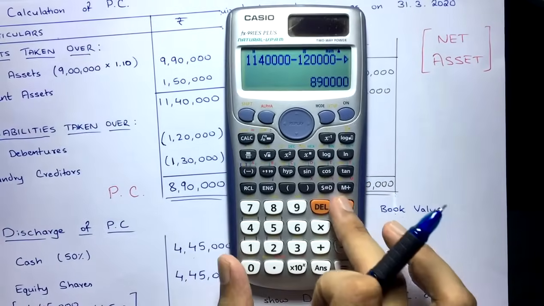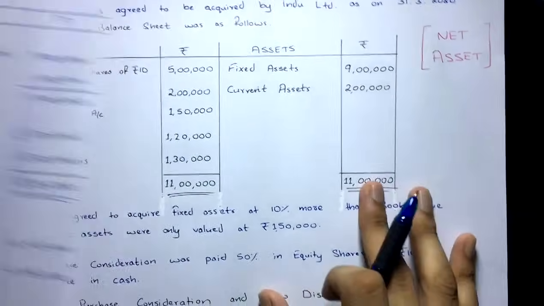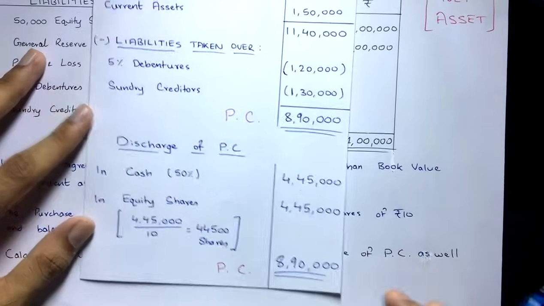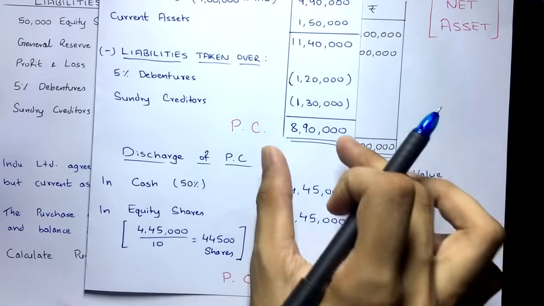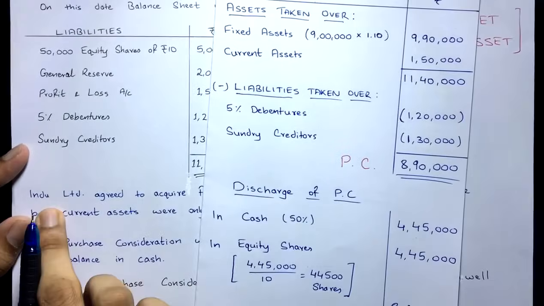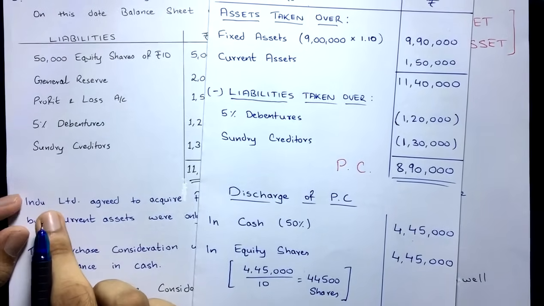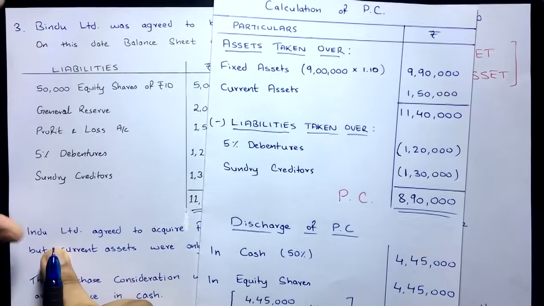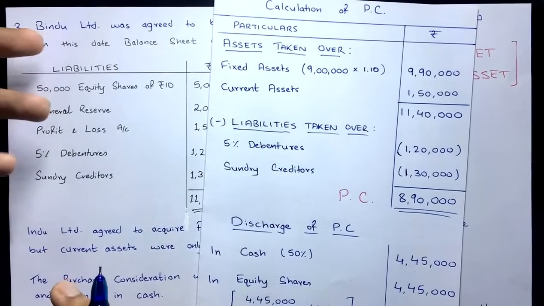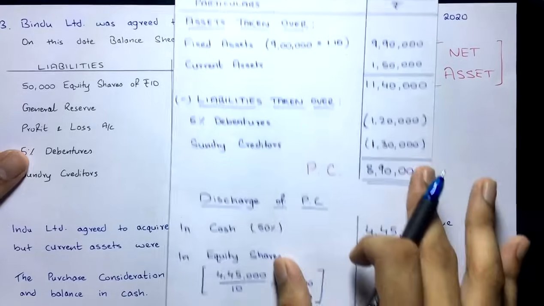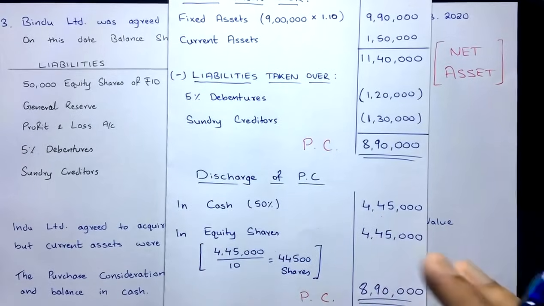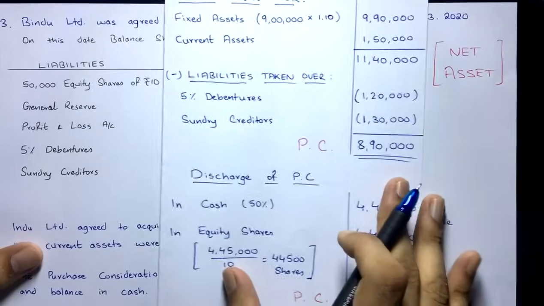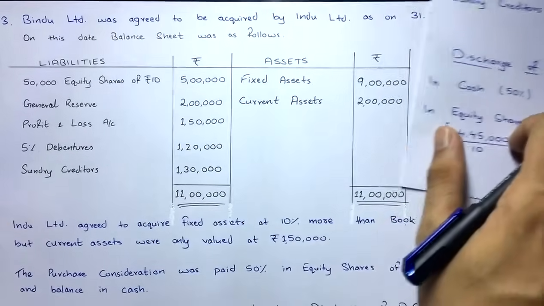Simple, right? Then you have to show them discharge of purchase consideration as well. Now we calculated the purchase consideration, that is the price that will be payable from Indu Limited, the transferee, the new company, to the old company, transferor Bindu Limited. That is what purchase consideration is, price payable to transferor company. But discharge of purchase consideration is in what form this price will be payable. So in cash and in equity shares, as it is said in this question.